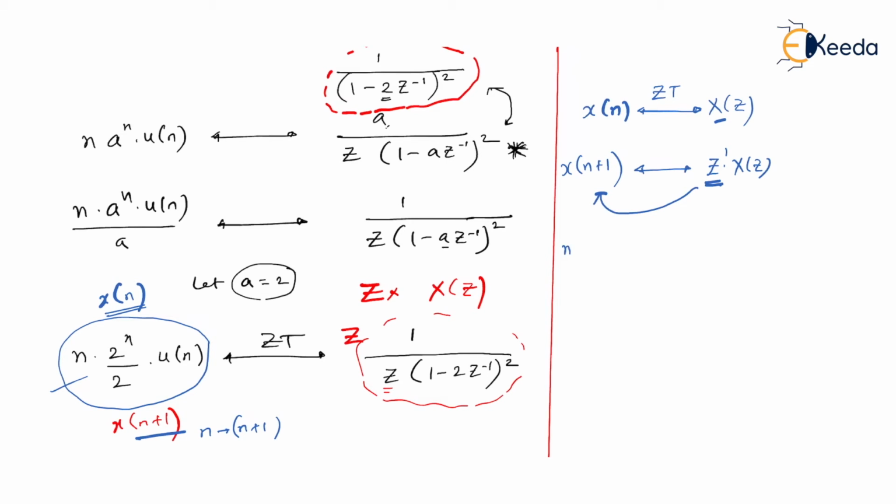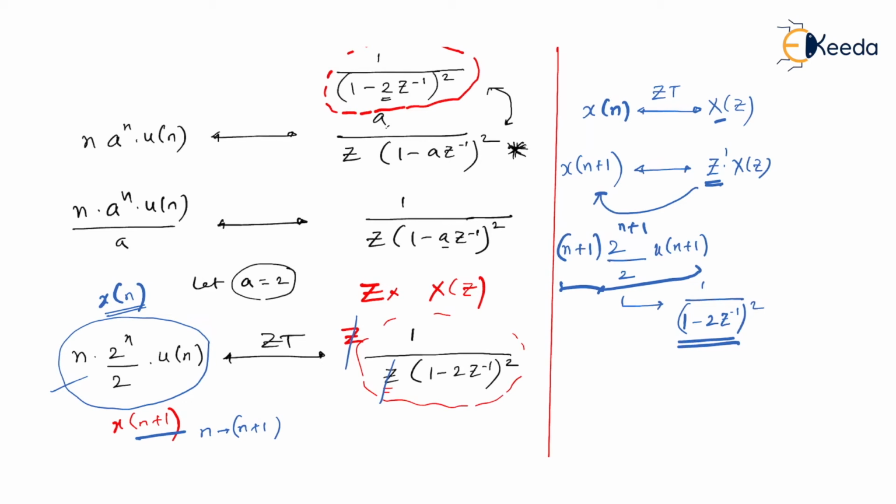So on the left hand side what we will have is (n plus 1) 2 raised to n plus 1 whole divided by 2 u of n plus 1, and its z transform is, since I have multiplied with z, now this z and z get cancelled. What is remaining is 1 upon (1 minus 2z inverse) the whole square. And I was actually looking for the inverse z for this term only. So it is ready. So this is your x of n now.